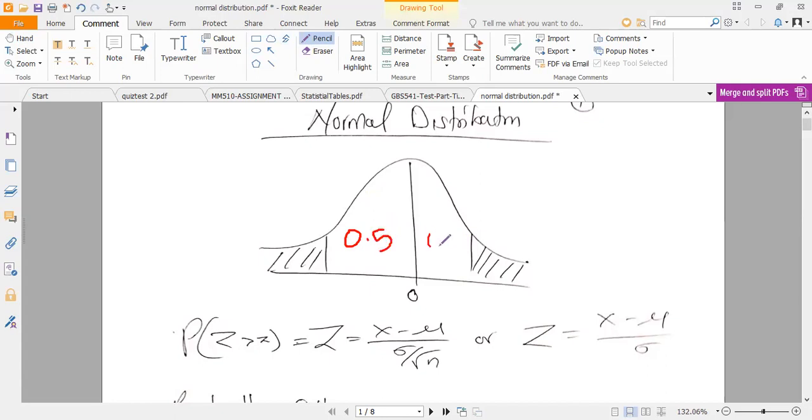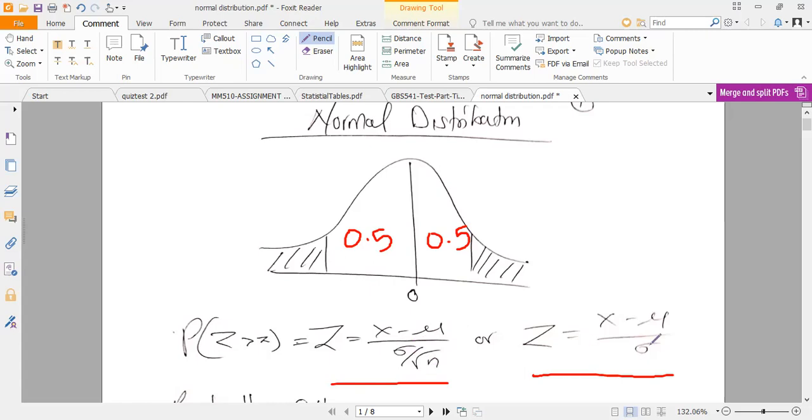So now, for a normal distribution, let me make it known to you that you will always be told. We have what we call the standardizing formula for Z, which is x minus mu over the standard deviation. If you're given a sample size, it's x minus mu over the standard deviation divided by the square root of n.